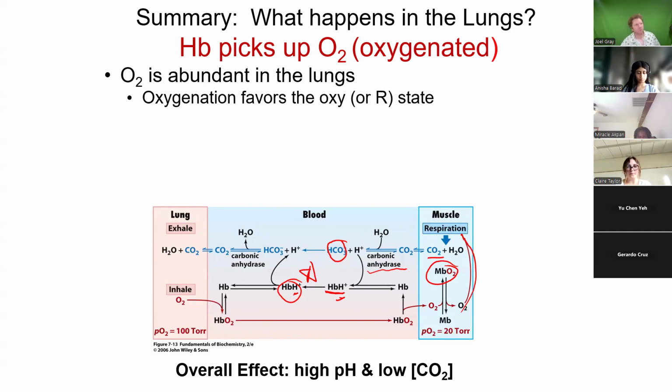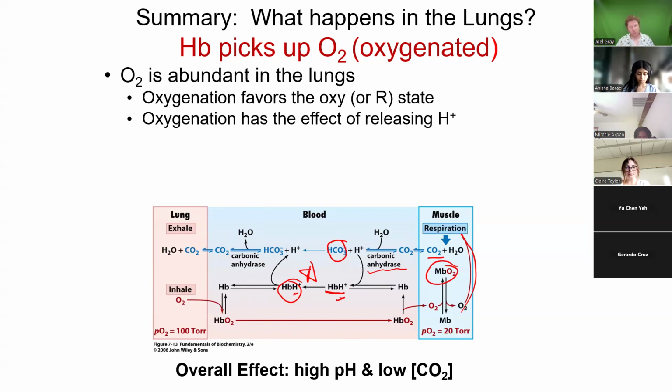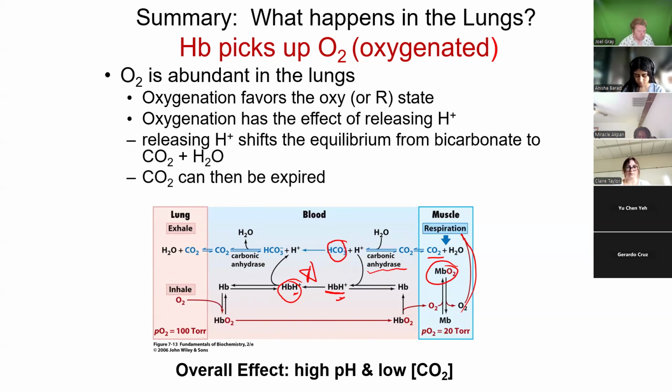Okay, so O2 is abundant in the lungs. The oxygenation favors the R state. Oxygenation has the effect of releasing protons. Releasing protons shifts the equilibrium from bicarbonate to CO2 and H2O. And then that CO2 can be expired.